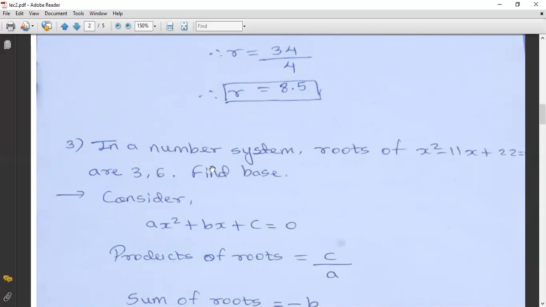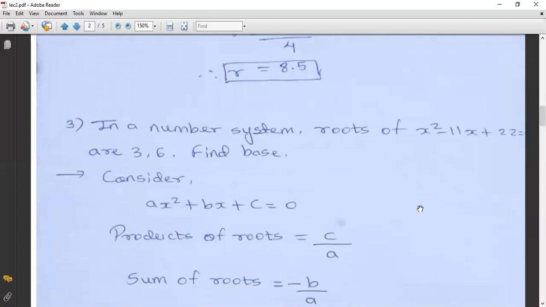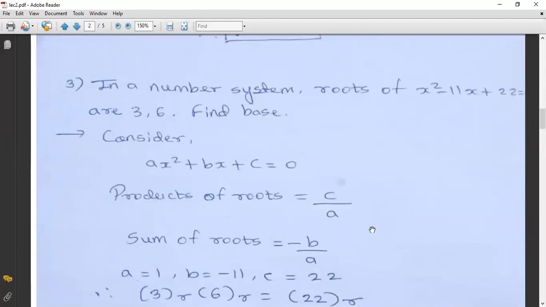Now as we observe this, this is an equation. So we will compare this equation with the standard equation. We know that the standard equation is ax square plus bx plus c equal to 0. For this standard equation, the product of roots is given as c upon a and the sum of roots is given as minus b upon a.